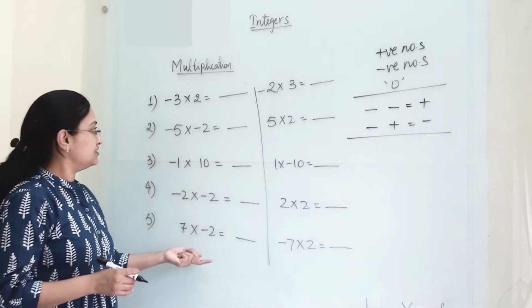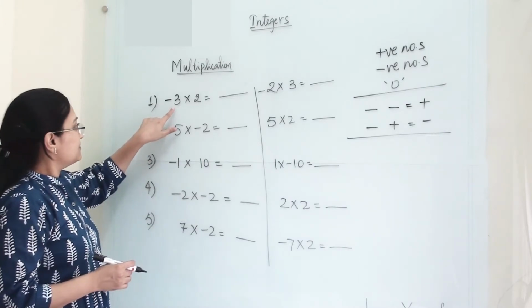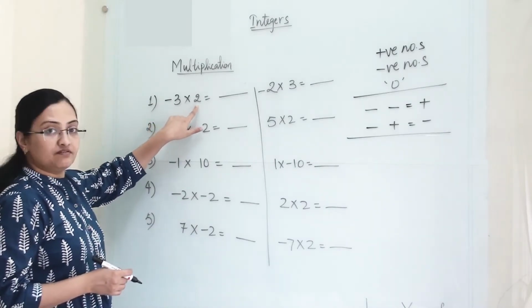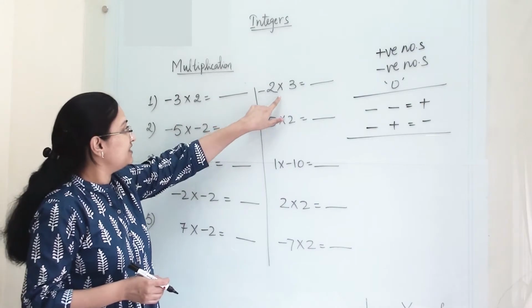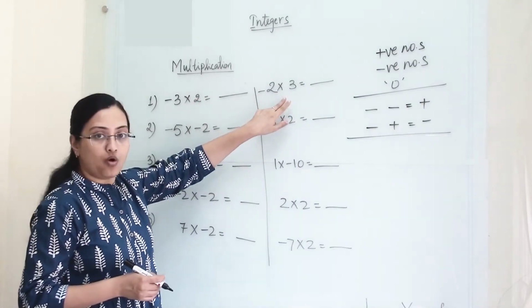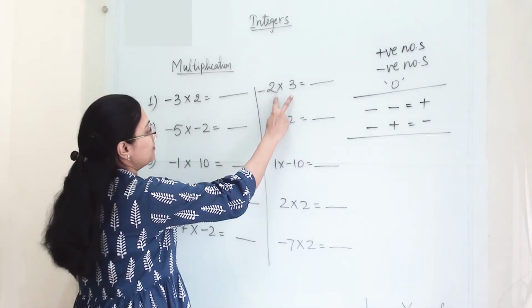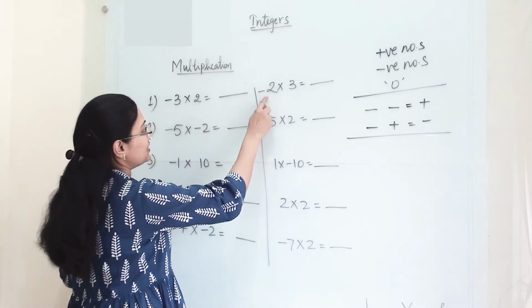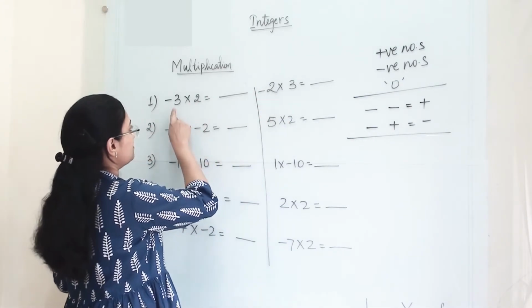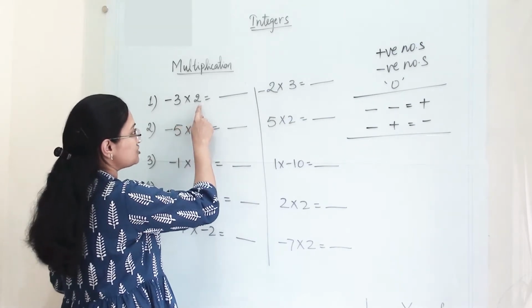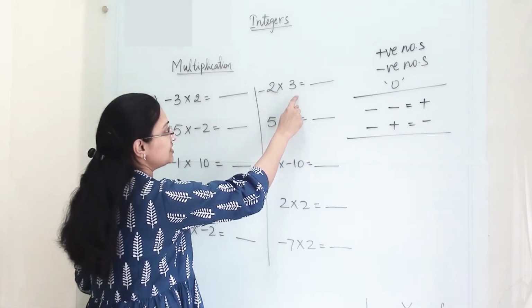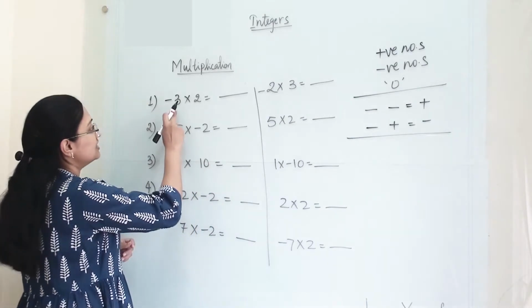Now let us solve this sum. So here minus 3 multiplying with 2, and here I have written the exactly opposite of this. That is, I have written the same numbers with opposite sign. So here minus 3 multiplying with plus 2, here minus 2 multiplying with plus 3. Let us check the answer.